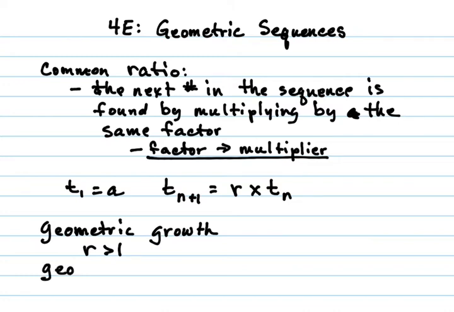You can also have geometric decay, and that's where your r is less than 1. So in other words, a fraction or a decimal, something smaller. So it doesn't mean negatives here, it just means some number smaller. It could be a negative though, however, but don't restrict yourself. Less than 1 doesn't just mean a negative, it could be 0.5, right? So something less than 1.